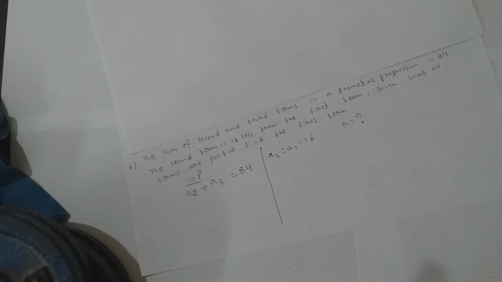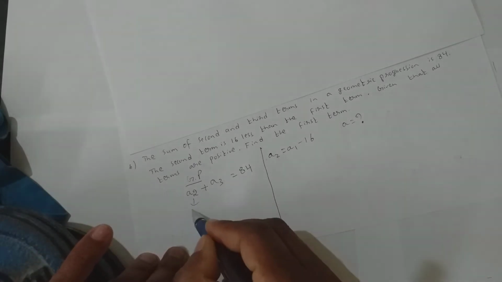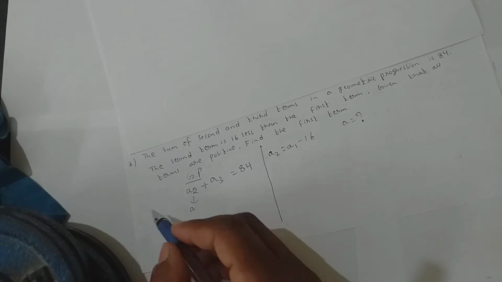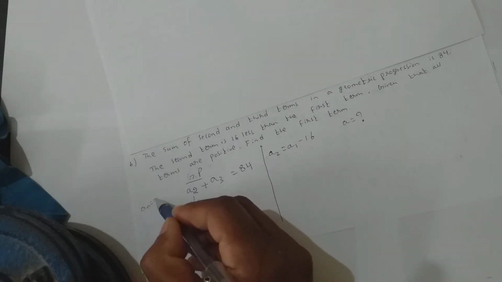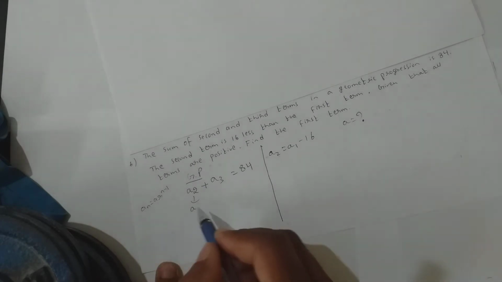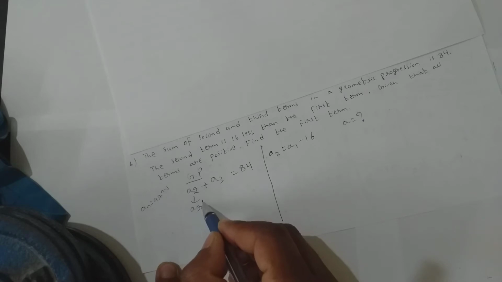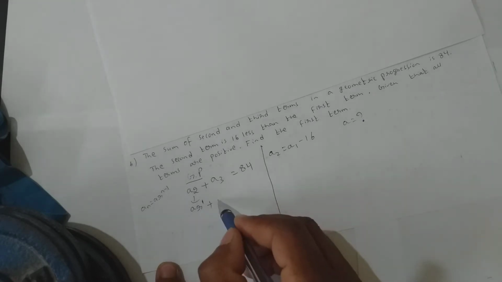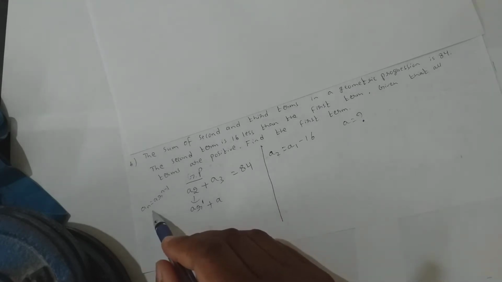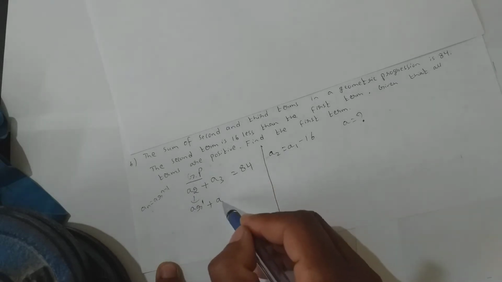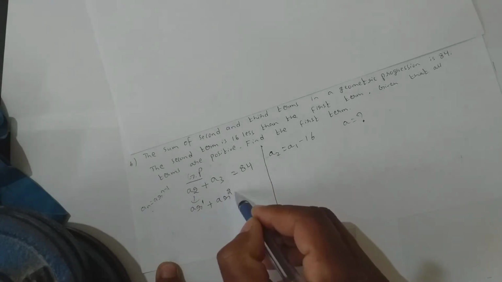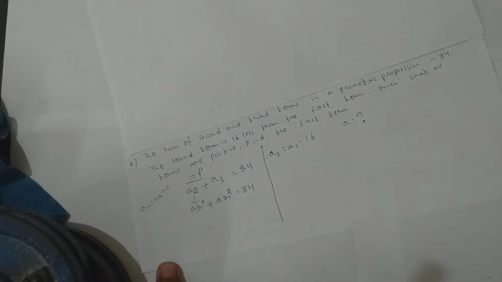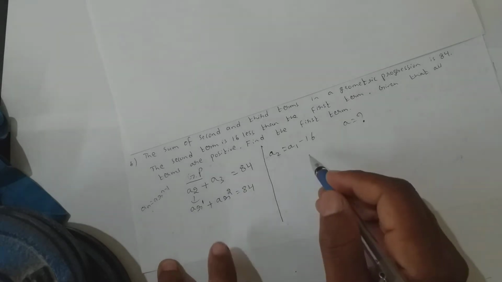Okay, next I apply the formula. On A2, what formula do I apply? An = A into R power n minus 1. So to get A2, in place of n I need to put 2. So A remains like that, R power 2 minus 1 is 1, plus A3. In place of n, put 3. So A into R power 3 minus 1 is 2, equal to 84. Leave it like that. We'll think what to do with it.